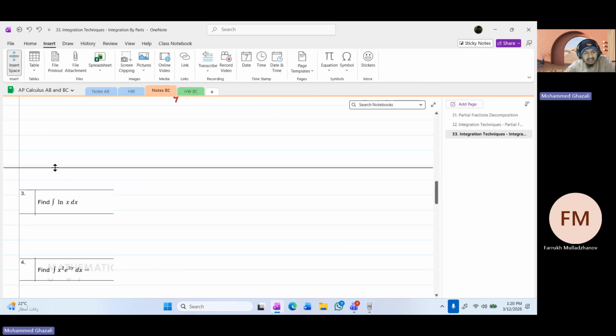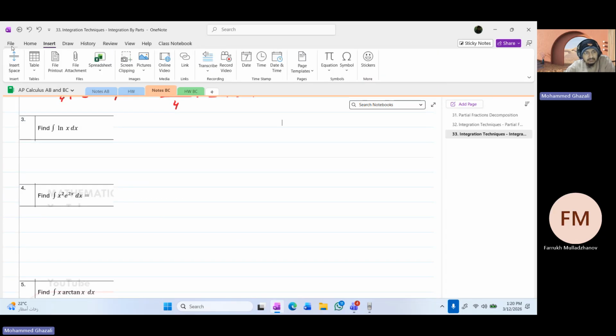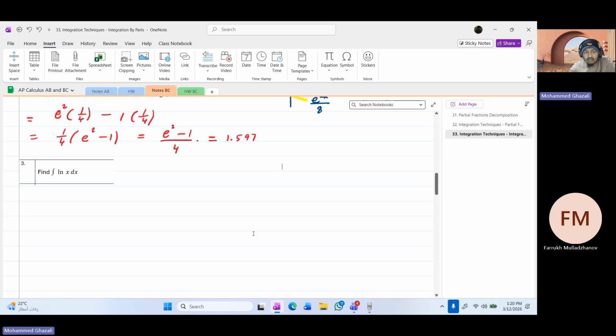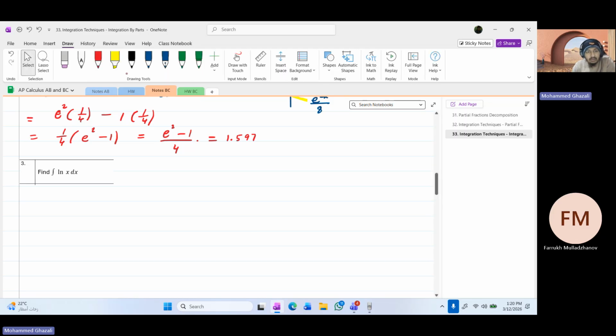How do we go and find the integral of ln x? Remember, the integral of ln x is not 1 over x. The integral of 1 over x dx is ln x plus c. But now I want the integral of ln x.